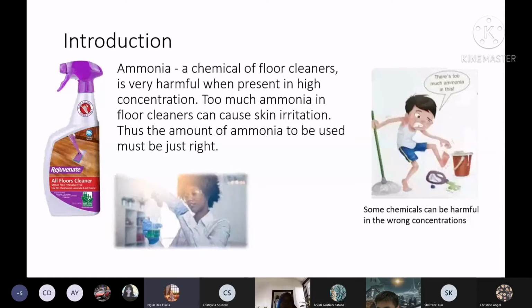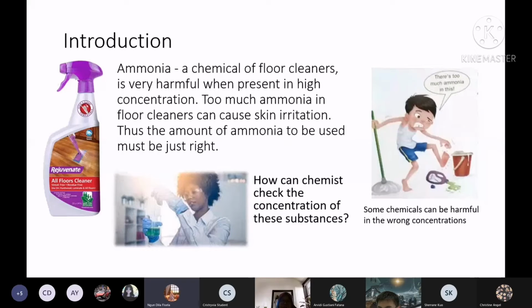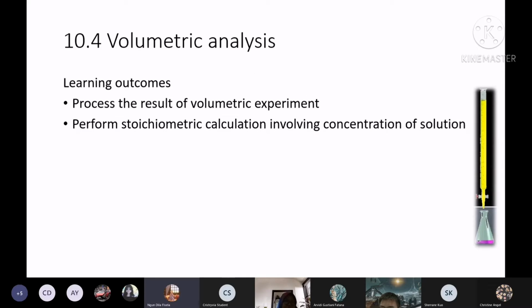How can a chemist determine or check the concentration of ammonia? We can use the volumetric analysis. So we will learn the subtopic 10.4, volumetric analysis. The learning outcomes at the end of the lesson, you should be able to process the result of volumetric experiments and perform stoichiometric calculations involving concentration of solutions.